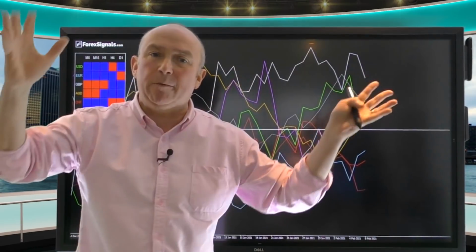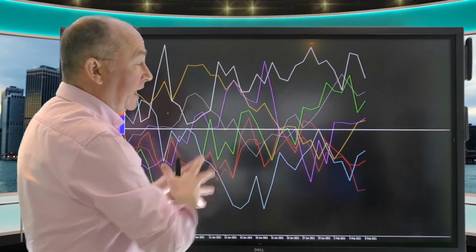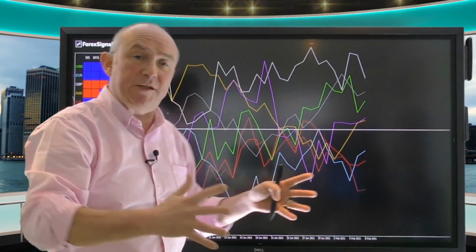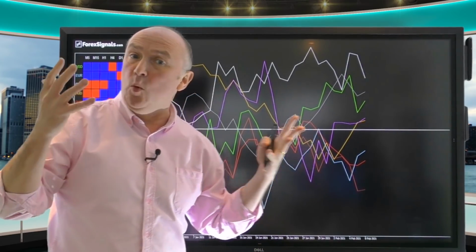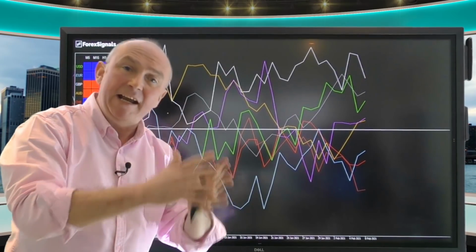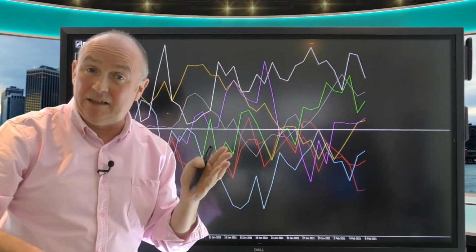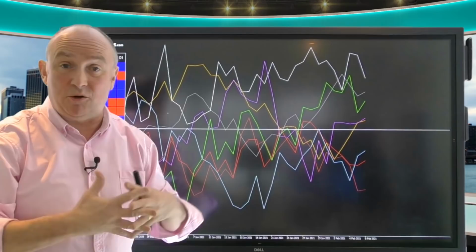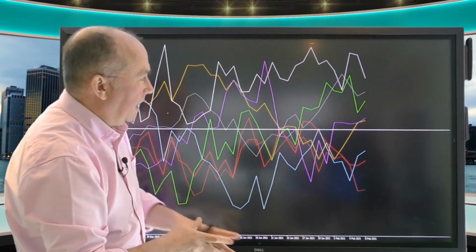Now, I'm not quite sure how anyone can trade the Forex market without looking at something like this. It basically tells us which currencies are strong and which currencies are weak. Now, as a trend follower, I like to buy the strong currencies and sell the weaker currencies, and I don't know how you can follow the market without looking, as I say, at something like this.